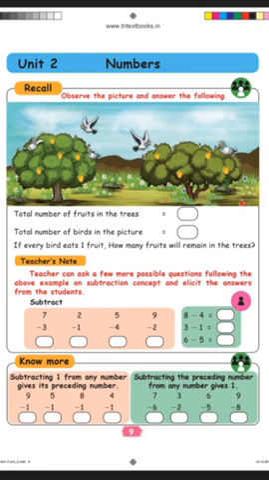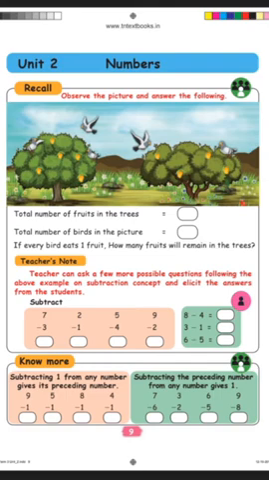See down, subtraction: 1 from any number gives its preceding number. See 9 minus 1, 8. 5 minus 1, 4. 8 minus 1, 7. 4 minus 1, 3. You just have to close one finger. Only 1, if you minus, you can write the number before. 9 minus 1 means what will come before 9? 8.